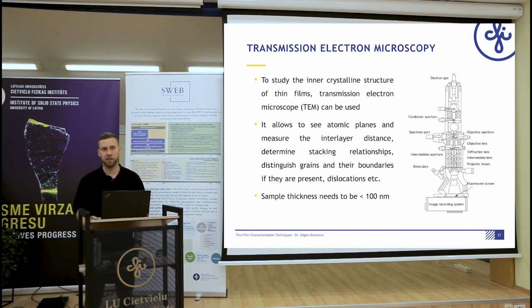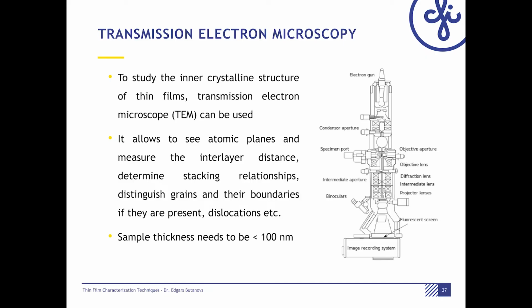Let's move to some more direct methods, such as transmission electron microscopy. We can study directly the inner crystalline structure of the thin films with a TEM, which allows us to see atomic planes and therefore measure the interlayer distance, determine some stacking relationships, distinguish grains, grain boundaries, as well as dislocations, and in some very advanced tools, also point defects.